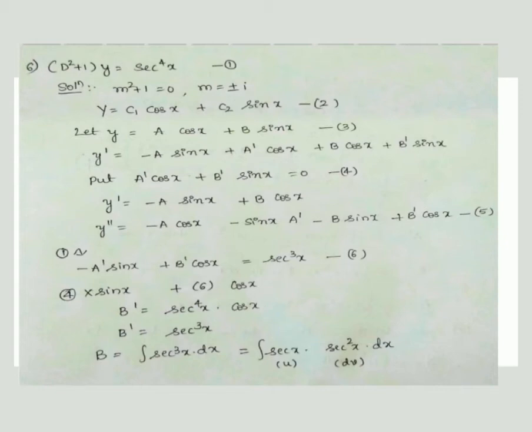So therefore b can be written as the integration of secant cube x into dx. Now we have to find the integration of secant cube x. Very carefully observe this one. So this can be written as integration of secant x into secant square x into dx. Observe that integration of secant cube x can be written as integration of secant x into secant square x into dx. Here we can apply the integration by parts.